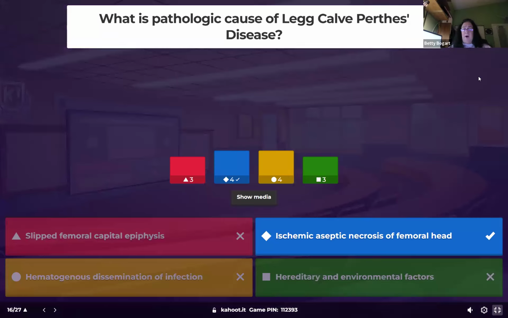So, Legg-Calvé-Perthes is what we call an ischemic aseptic necrosis of the femoral head. That means blood's not going there, but there's no infection, and it's damaging or killing that femoral head.